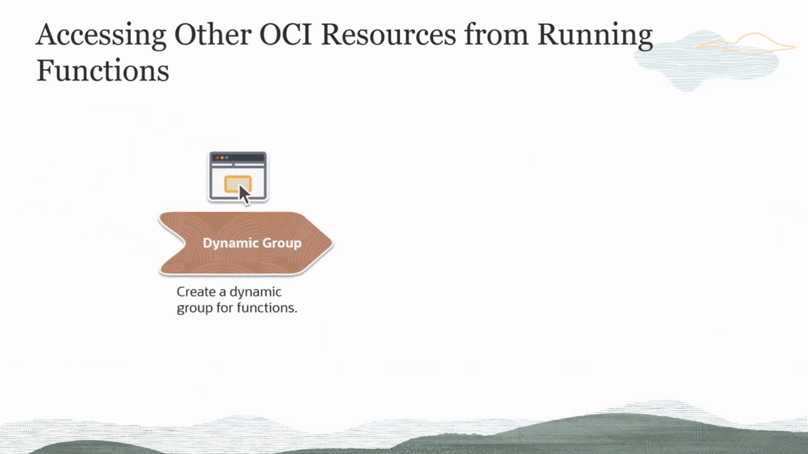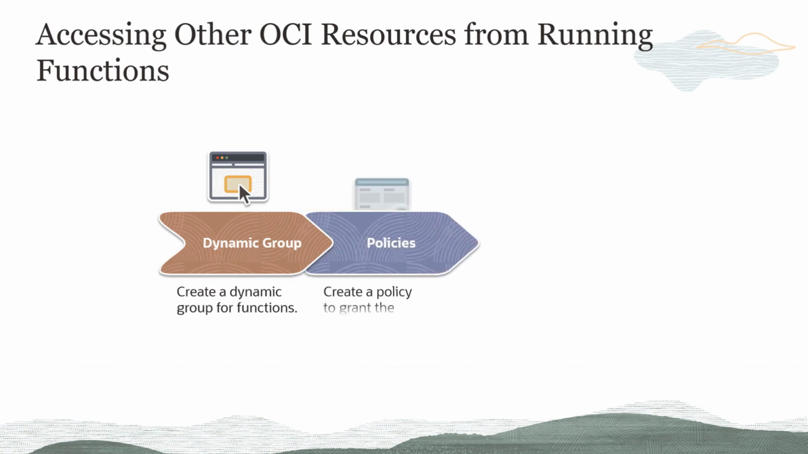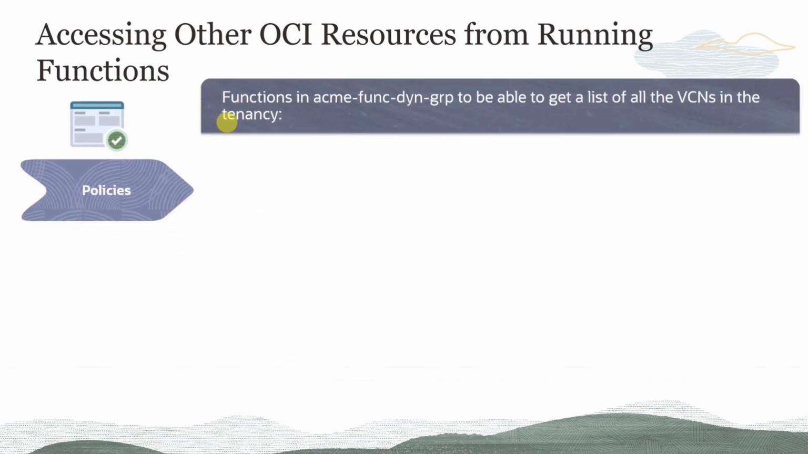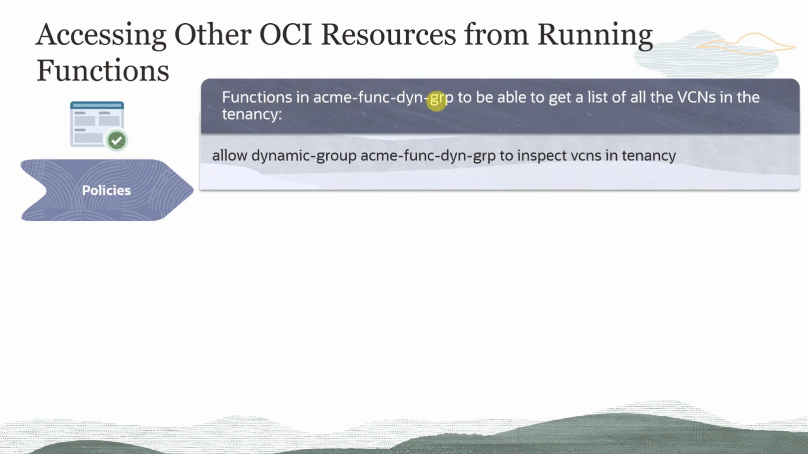Having created a dynamic group that includes the function, you can now create a policy to give the dynamic group access to your required OCI resource. If you want your function in the Acme function dynamic group to be able to get a list of all the VCNs in the tenancy, you must specify the following rule, which allows your dynamic group Acme function dynamic group to inspect VCNs in tenancy.